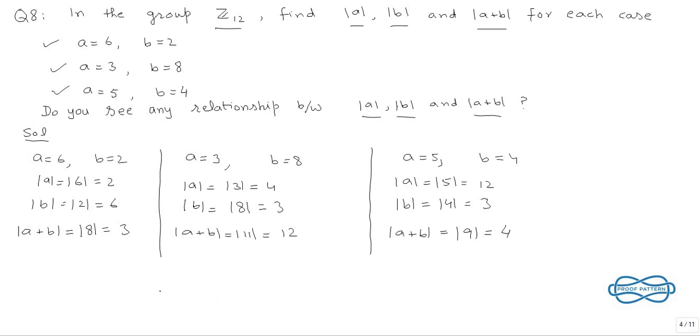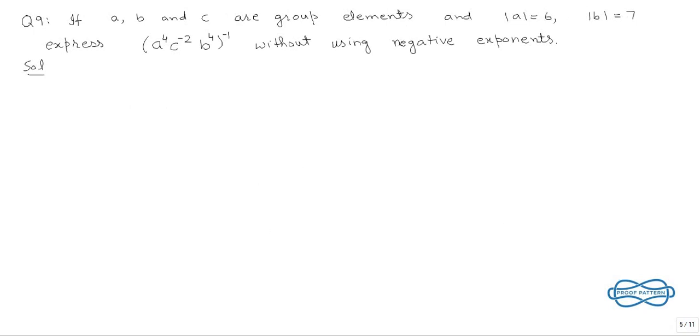And if we see everything, these three cases, we can see that the order of a plus b divides the least common multiple of the order of a and the order of b in all three cases. And this is the relation which we want to find. We move to the next question.